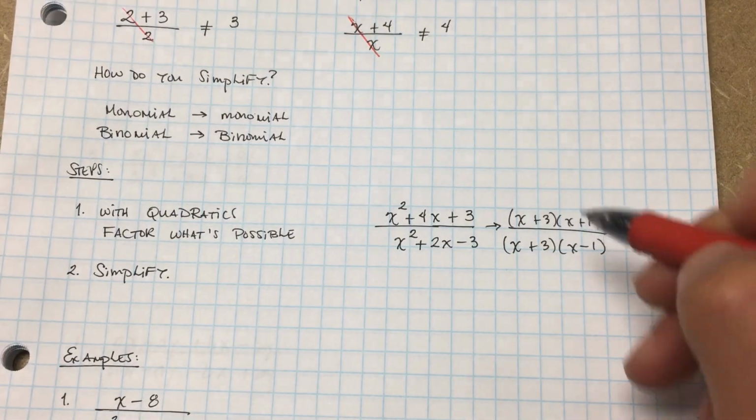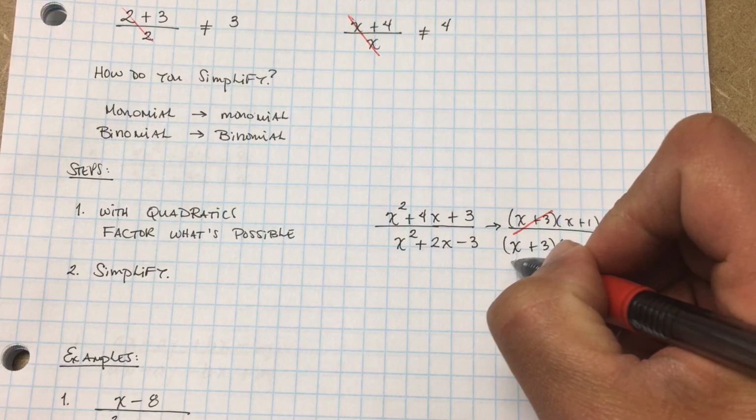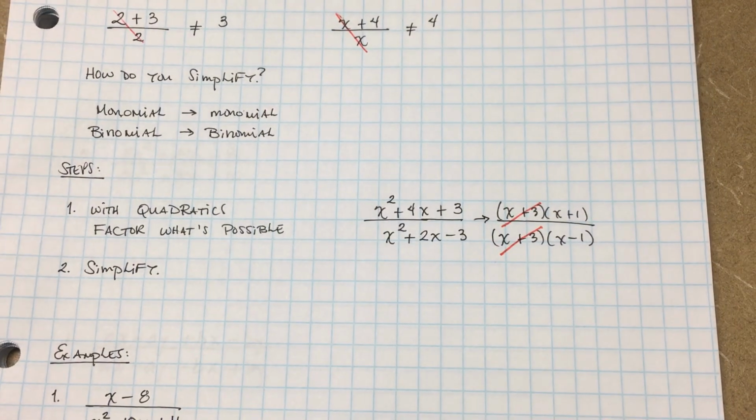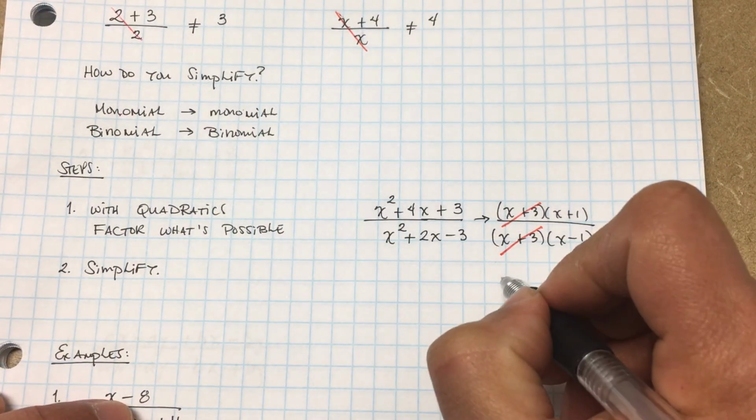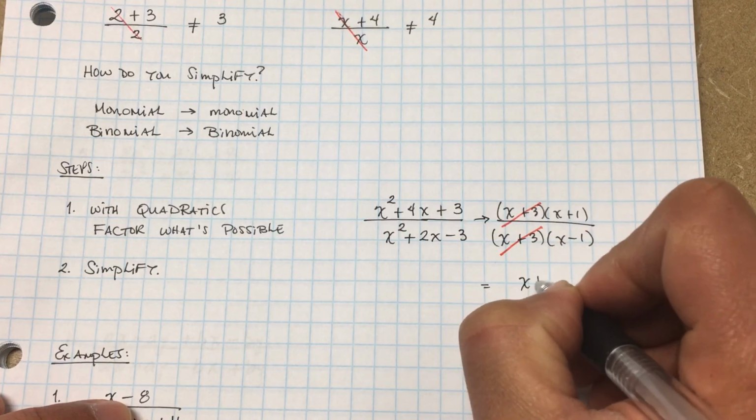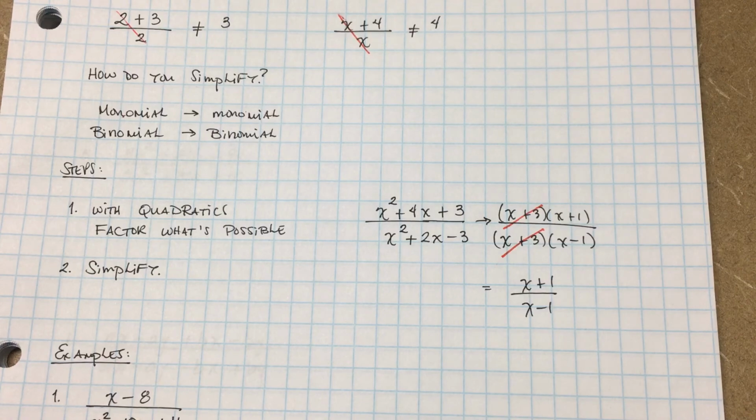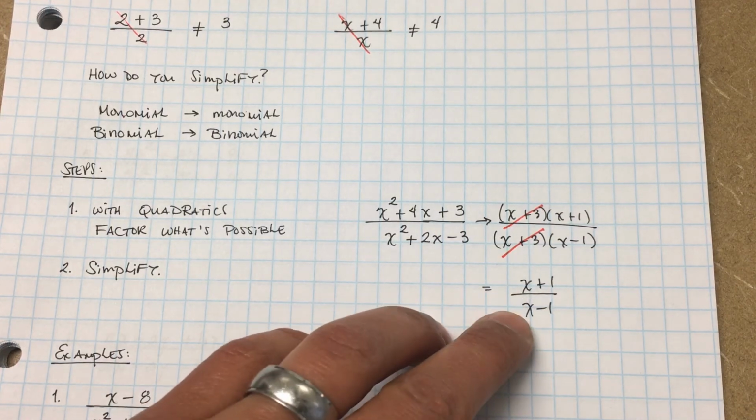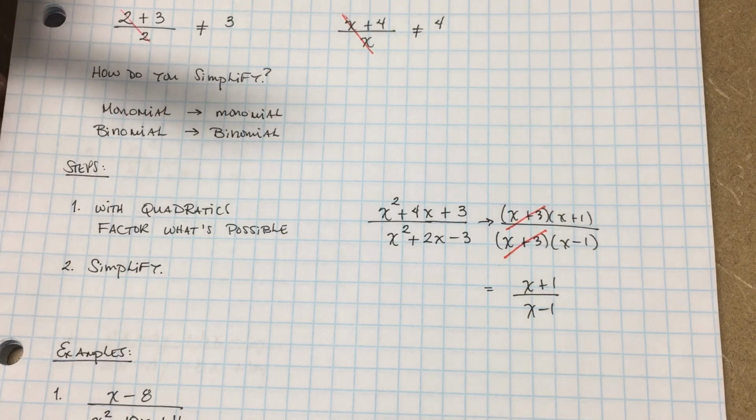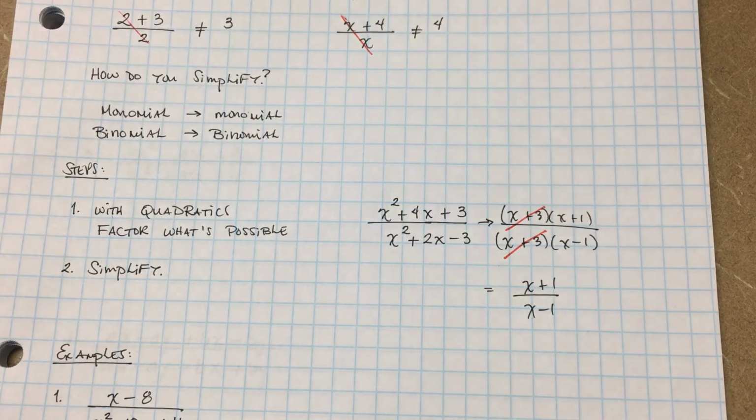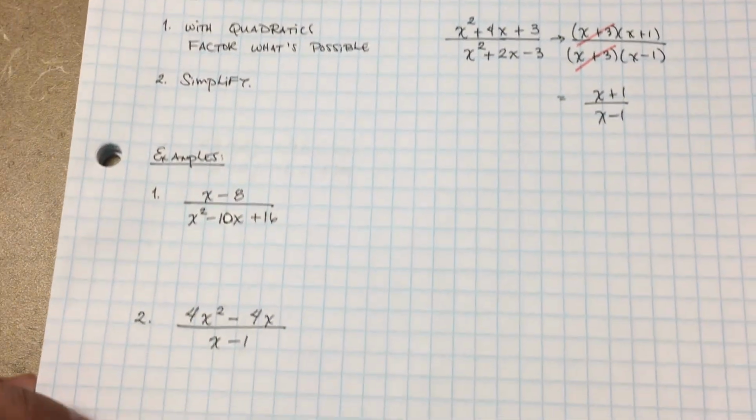Now you can cancel these out. This guy cancels out with this guy. Okay, and then what's your answer? Well, your answer is that you end up with x plus 1 over x minus 1. And that's it. Y así se queda. You do not cross out the x's, you do not cross out the 1's. That's it, because you don't know the value of x. So let's go ahead and do some of these examples, okay?